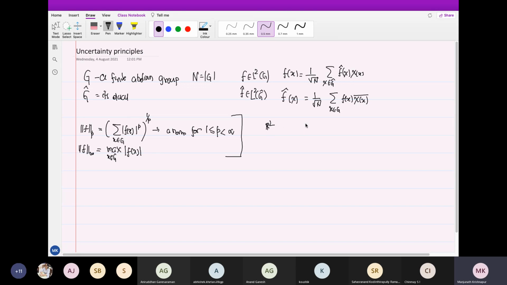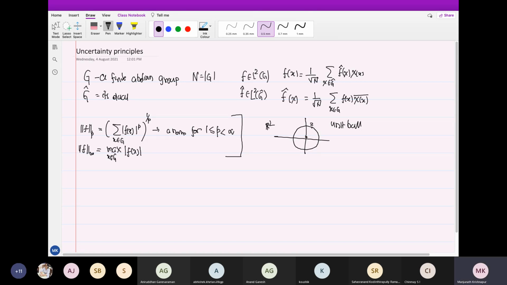How do these norms look? For example, what does the unit ball look like in these norms? R2 means functions on a set of two elements, which can be identified with C2. For me, functions are complex valued, but if we take real valued functions, it will be R2. So the unit ball in the 2 norm is this.